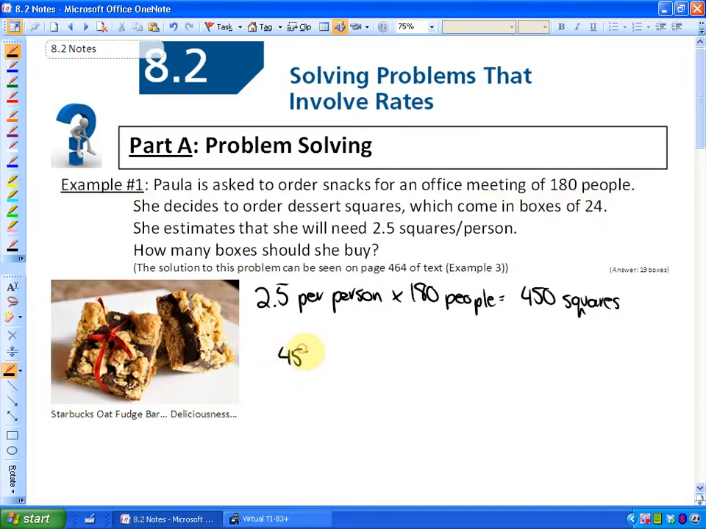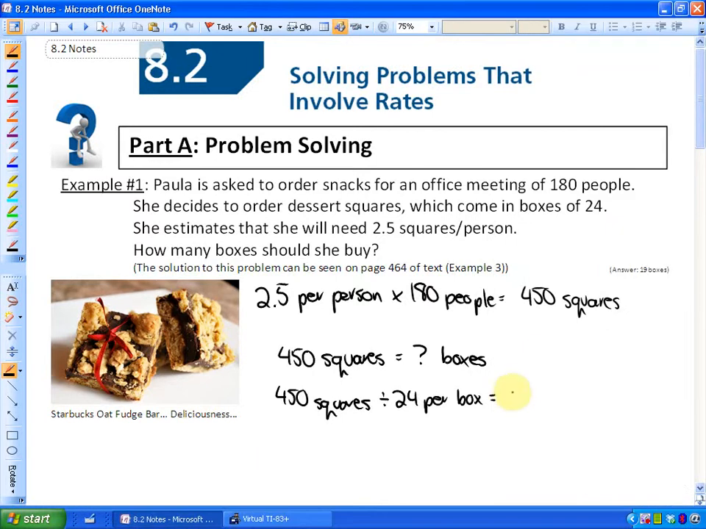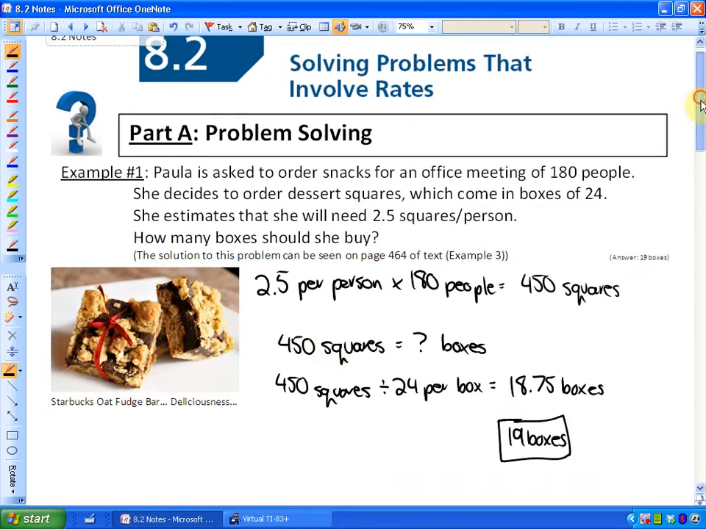So 450 squares equals how many boxes? And if there's 24 per box, we're going to be dividing by 24. So 450 squares, again, there's other ways of doing this, divided by 24 per box is going to give us how many boxes that is. So 450 divided by 24 is 18.75. And I would round that to 19 boxes. So that's that particular type of problem. I did not even use any fractions here whatsoever, just some proportional reasoning.